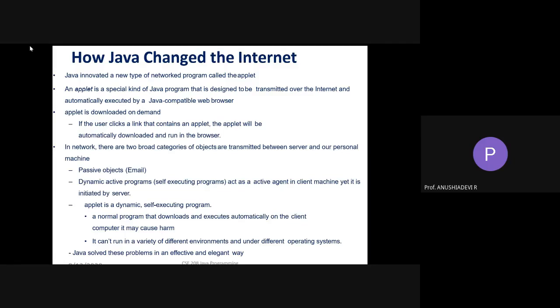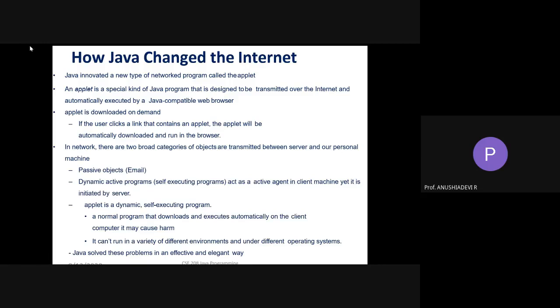In a network, on the internet, two types of objects are there: passive objects and active objects. An example of a passive object is email. Using it, you can just read the message. It won't perform any action on the client machine. You can just read the message.